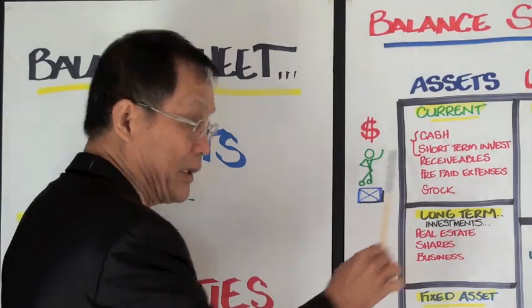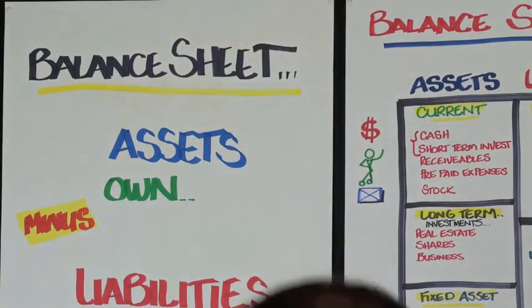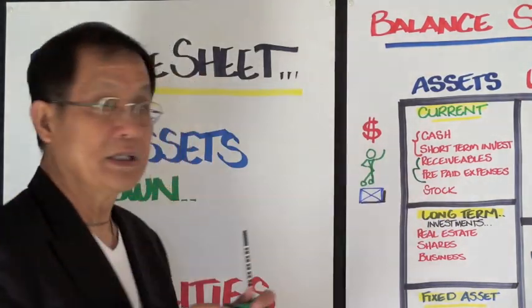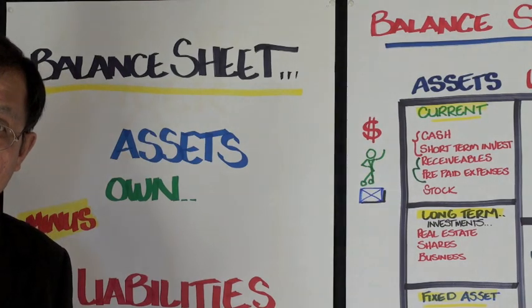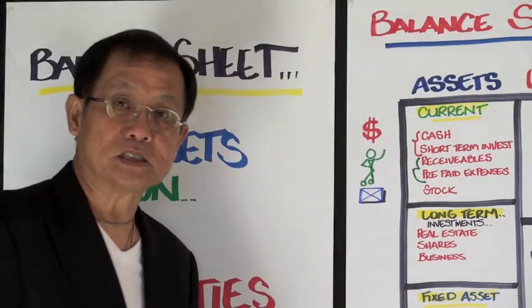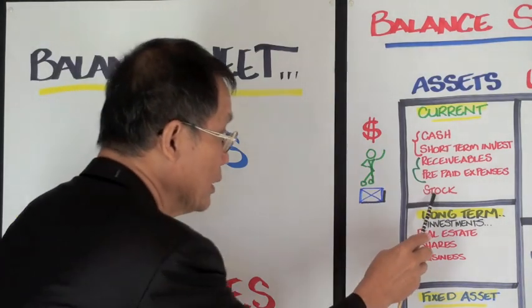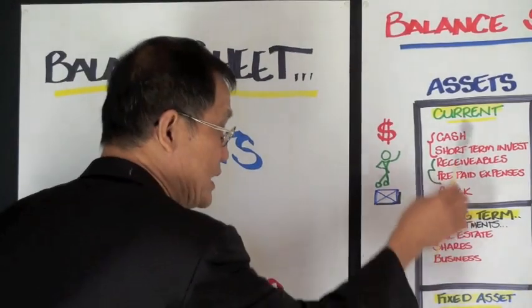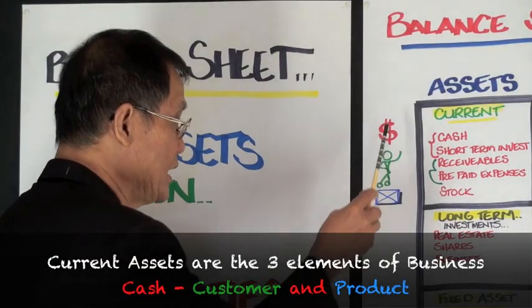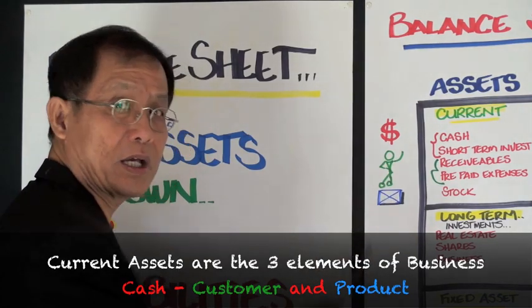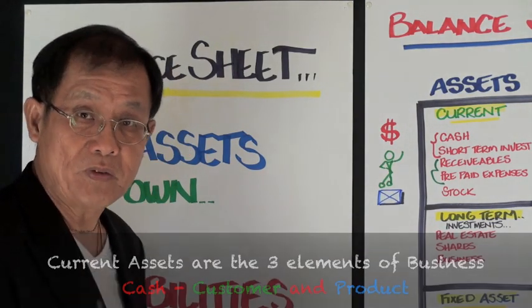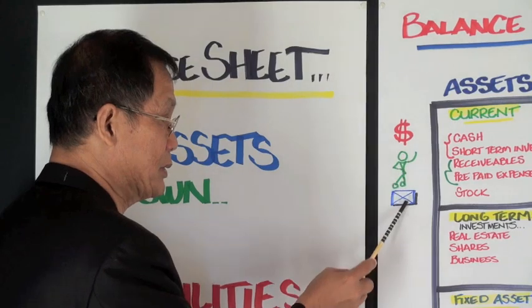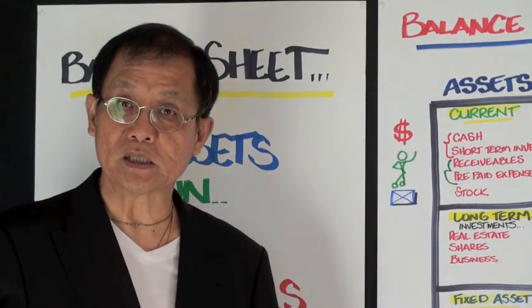In fact, if you take these two together, they are basically receivables. The last item here is stock. It's how much you have bought but have not yet sold. So these are the three basic elements of business. Current assets are basically the three elements of business. What are they? Cash, customer, and product. If any of these elements are missing, there's no business. The customer wants product, the business owner wants cash.